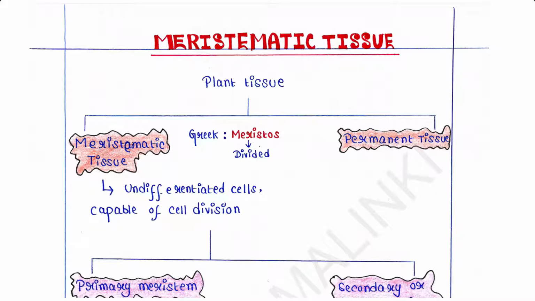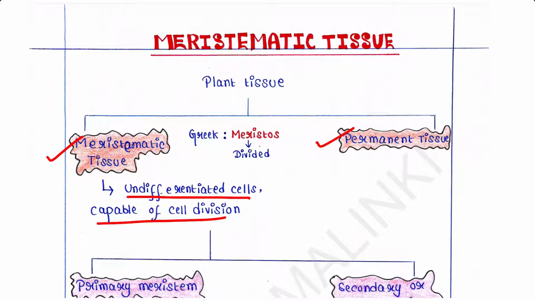So a plant is made up of two types of tissues, meristematic tissue and permanent tissue. So in today's lecture, we will talk about meristematic tissue. Meristematic tissue consists of undifferentiated cells capable of cell division. Okay, so undifferentiated cells are usually like our stem cells.